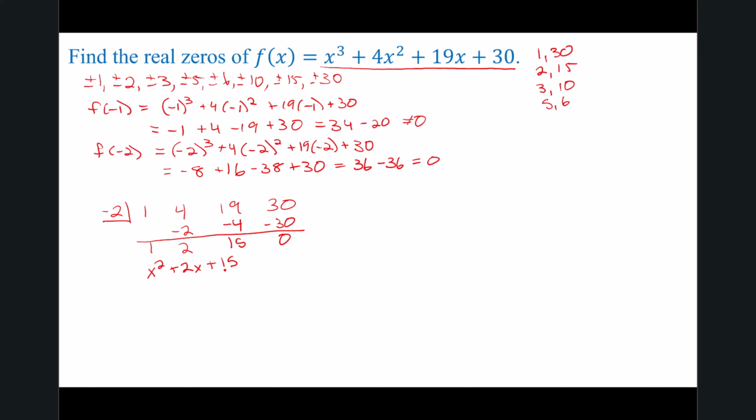And from here, again, factor or use the quadratic formula. Notice if I use the quadratic formula, if I just look at the discriminant, b squared minus 4ac, so b squared is 4 minus 4 times a times c, and we end up with 4 minus 4 times 15, which is 60, which is negative. So if I try the quadratic formula, I will have a negative number under the square root, which will not give me a real number. And this is asking for real zeros, so that's not going to help us. The only real zero is negative 2. The other zeros are not real numbers.